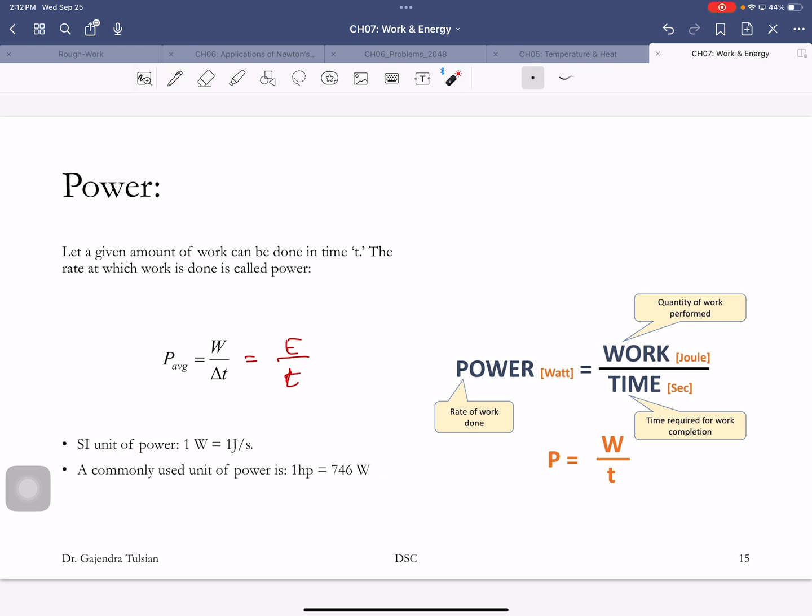The units for power, work or energy is measured in joules, time in seconds. Joules over second is called a watt, after Mr. Watt. Okay. So power is the rate at which you're doing work or the rate at which you're consuming energy. Okay. So you've all heard of a horsepower. A horsepower is 746 watts.